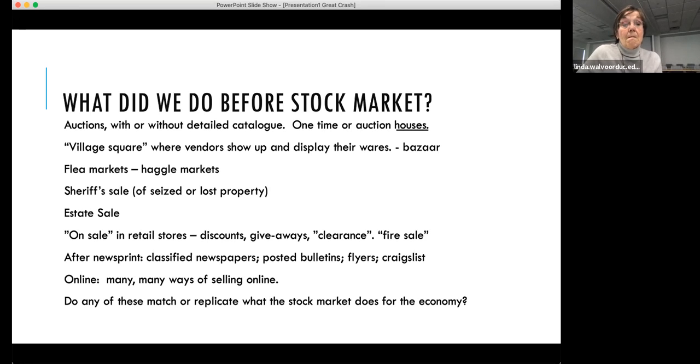After newsprint came in, daily newspapers that cost enough for the ordinary person to buy became common after about 1840. By 1840, there were penny newspapers that could be printed quickly enough to have daily or weekly news. And classified newspapers, posted bulletins, flyers, the Craigslist type of thing in print. And then, of course, now many, many ways of selling online. How many people have bought or sold something online, like household goods or a piece of furniture or a piece of art or a decoration?